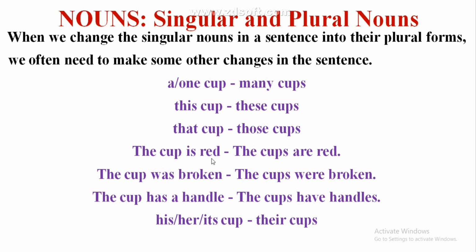For the cup is red, we have to change this is as are. So the sentence becomes the cups are red. One more example, the cup was broken. For changing this word cup into plural form, the sentence becomes the cups were broken. Similarly, the changes can be seen.